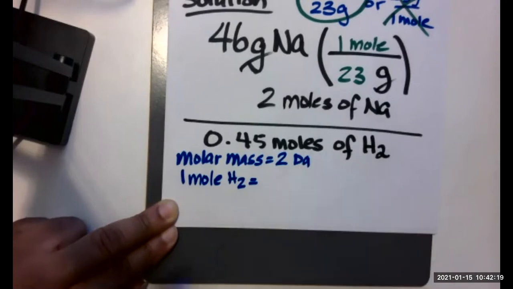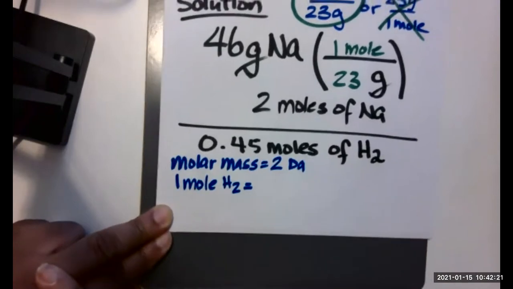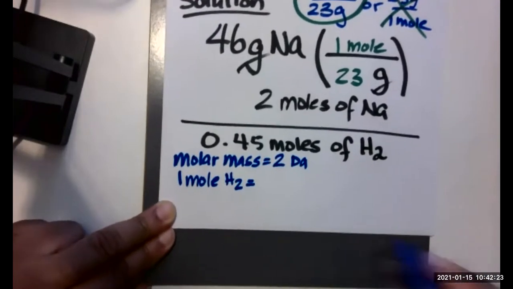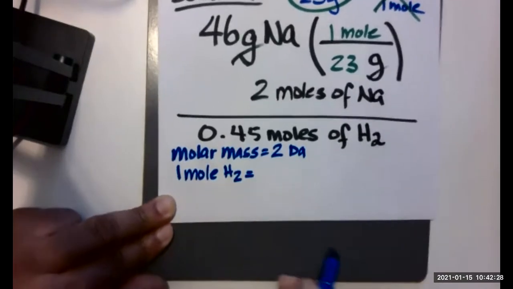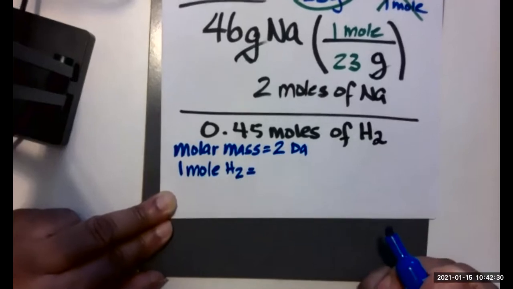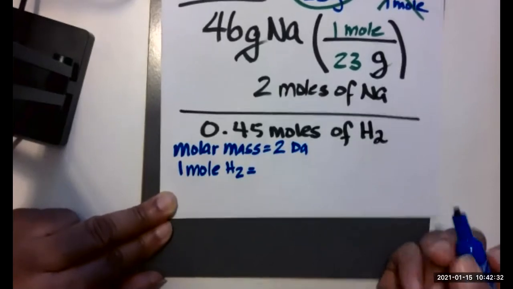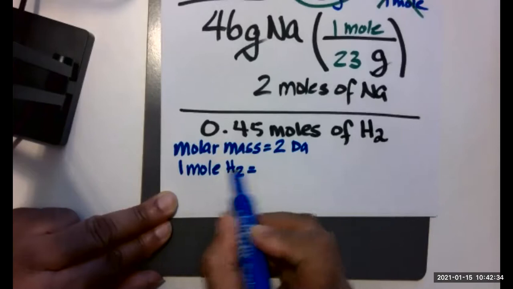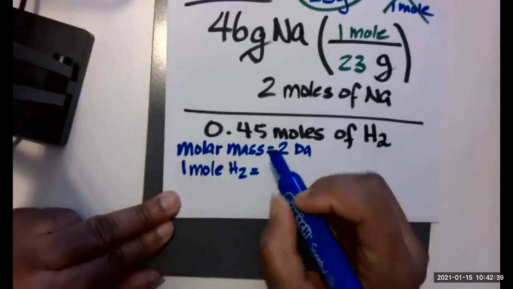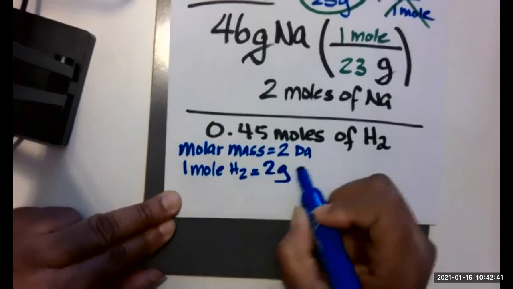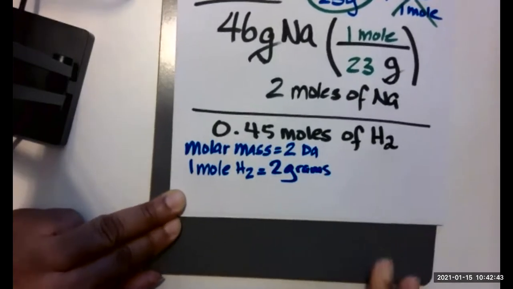2 Dalton. All right. What is a Dalton? Look at your notes from before. Unit. 2 units. And in terms of a mole, what's the unit that would go there? Somebody help me out. 1 mole of hydrogen is equal to what quantity? 2 grams. All right.